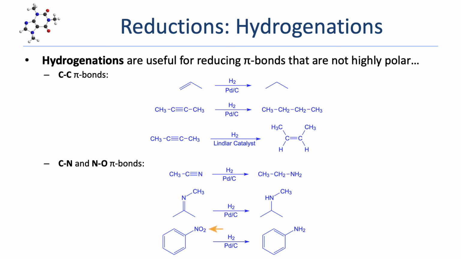And then lastly, an example of a nitrogen-oxygen pi bond being reduced. So here we have a nitro group. These are really common on this ring system called a benzene ring. Now, one of the oxygens in that nitro group is double bonded to the nitrogen. So that means we have a nitrogen-oxygen pi bond. So hydrogenation of a nitro group is going to result in the formation of an amine. So here we've transformed that NO2 into an NH2 group.